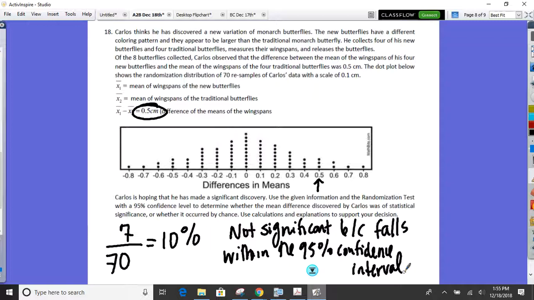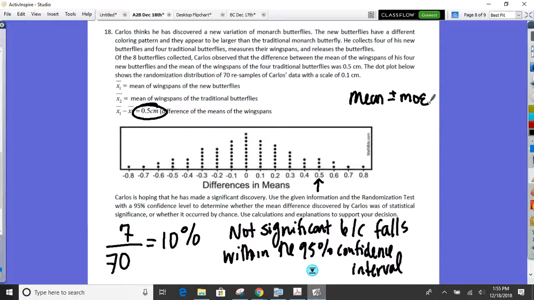The other way you could do this, and I'm not saying you have to, but if you're really confused about this, the other way is to actually find the 95% confidence interval. How do I do that again? Quick review. How do I find the 95% confidence interval? I take the mean and plus or minus my.